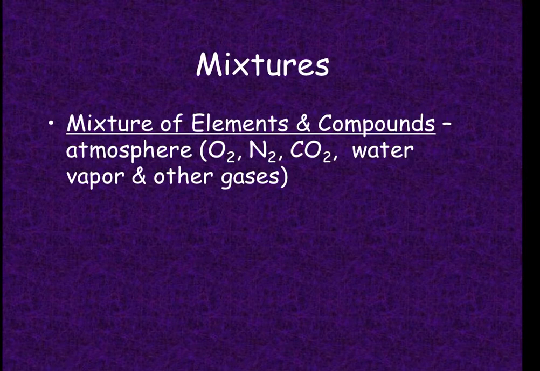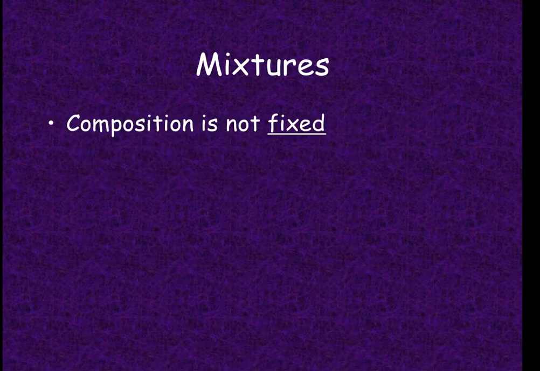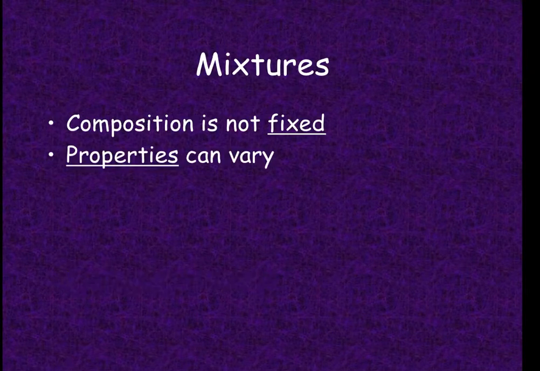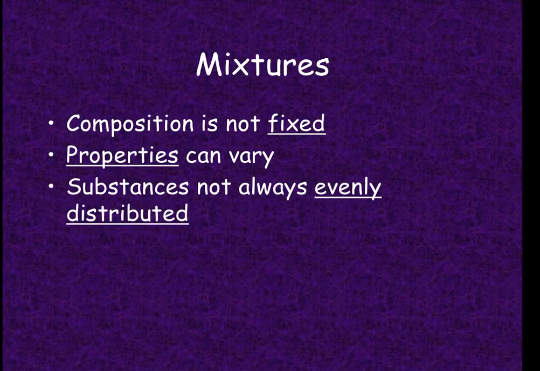So mixtures can be made up of elements and compounds, but the idea here is that we can separate them physically. Because of that, with mixtures, sometimes their composition is not always fixed. In other words, I can take a slice, a piece, or a sample from one end, and it would be different than from someplace else within the mixture. Maybe, maybe not. It sometimes can be hard to predict. So because of that, the properties within a mixture can vary. The substances are not always evenly distributed.